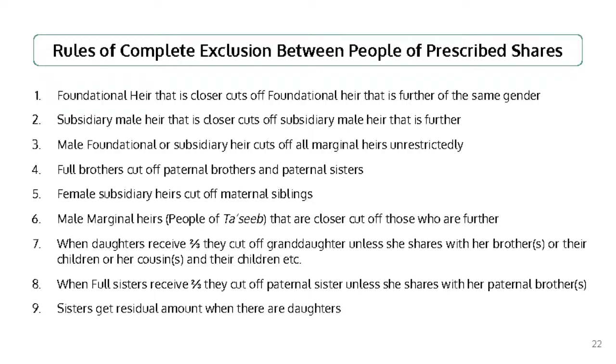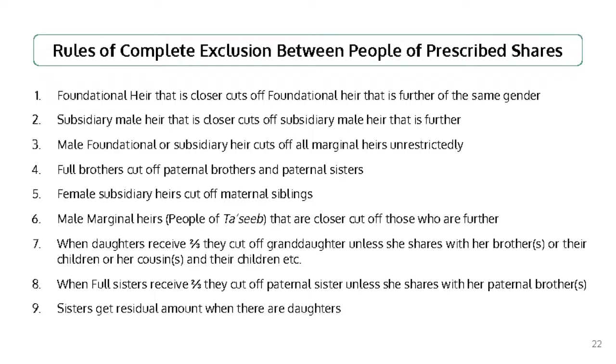Residual for the sister. So when we say daughters, it could be 2 daughters, 1 daughter, 1 granddaughter, 2 granddaughters, and 1 paternal sister. It doesn't matter. The rule is a sister gets residual amount when they're daughters. Now, obviously, let's give one more example. Let's say there's all 4 of them. Full sister, paternal sister, granddaughter, daughter. What happens here? We have 4 of them.